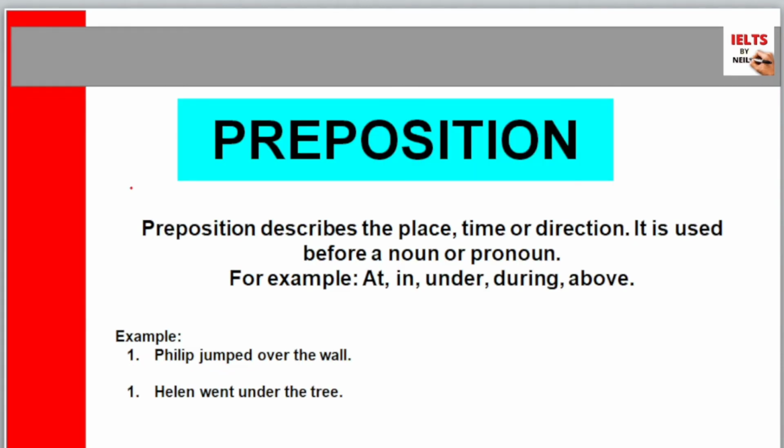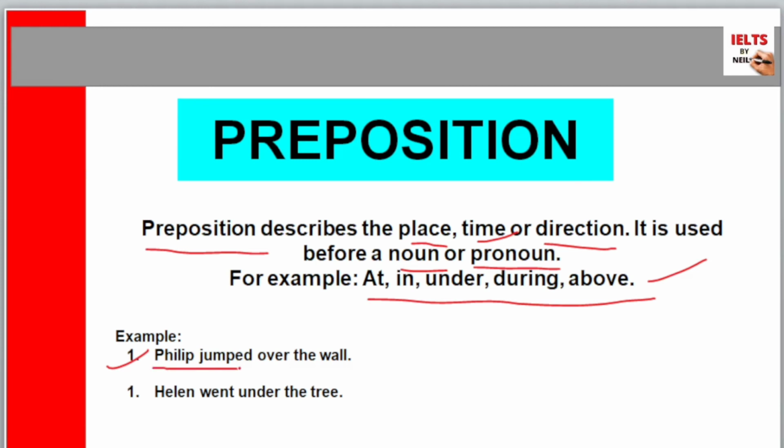Moving on, next one is preposition. A preposition is a word that describes the place, time, and direction. There's one more important thing about prepositions, that is it is used before a noun or a pronoun. For example, we have often seen these words: in, at, under, during, above. All these are prepositions. Let's look at the sample sentences. Philip jumped over the wall. Over is the preposition in this one. Next one, Helen went under the tree. So under the tree, under is the preposition in this one.